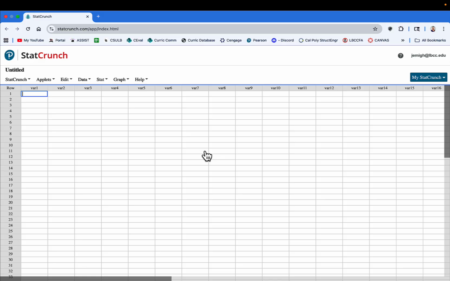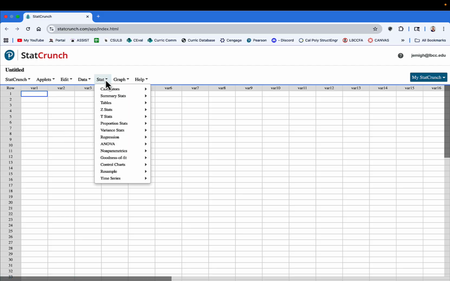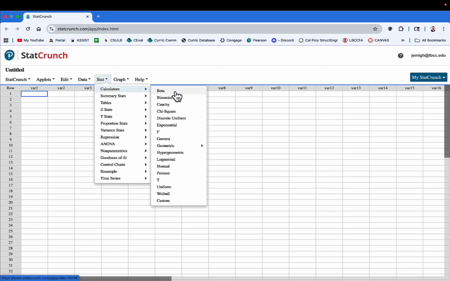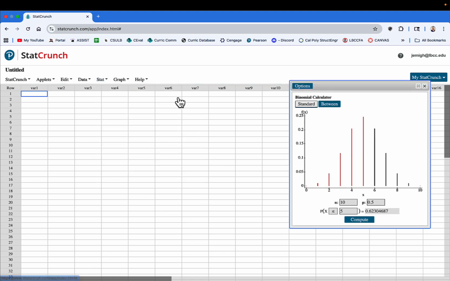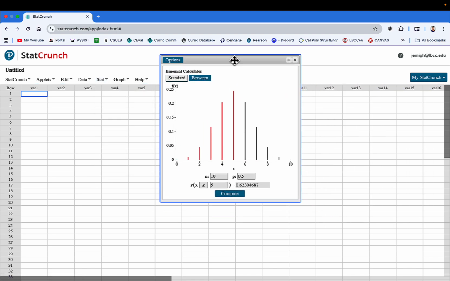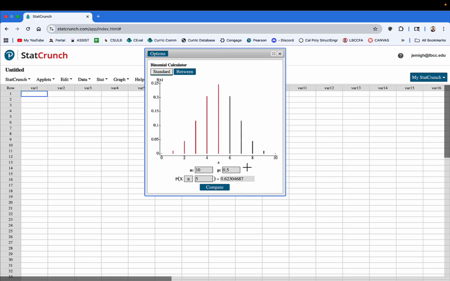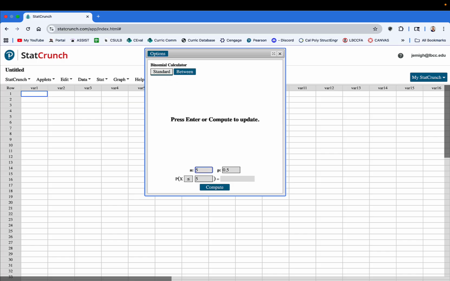Okay, once we open StatCrunch, there's no data here. This program does not run off of data in each column, but rather we go to Stat, Calculators, Binomial. Open that, and the input screen has some old information from whenever I happened to use it last. We need to change this information. We want our n to be the 5 sample size, 5 randomly selected adults. Lowercase p is the probability of success in each trial, which is 0.85. And then we need to set up our notation here.